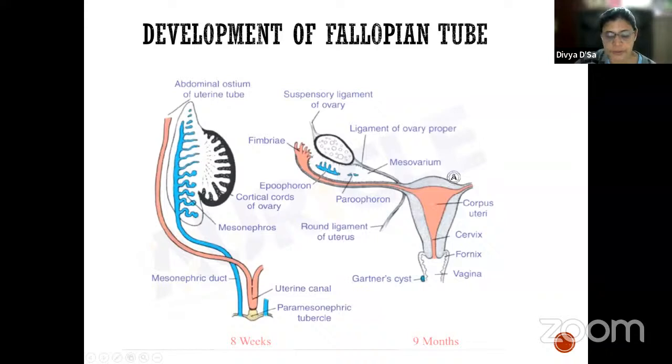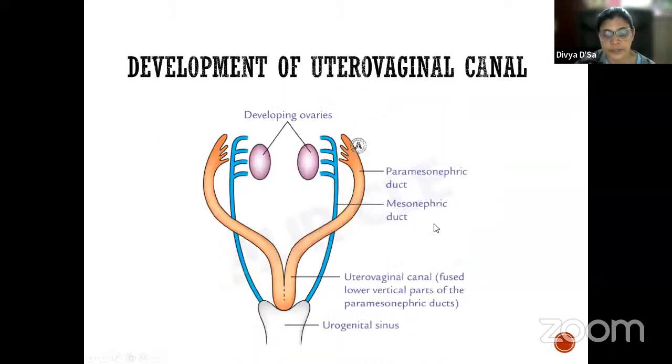Okay, so development of the uterus is how? The uterus is formed by the fusion of the uterovaginal canal. So how is the uterovaginal canal formed? By the fusion of the two paramesonephric ducts, which forms the uterovaginal canal. So the primitive uterus differentiates into two parts initially.